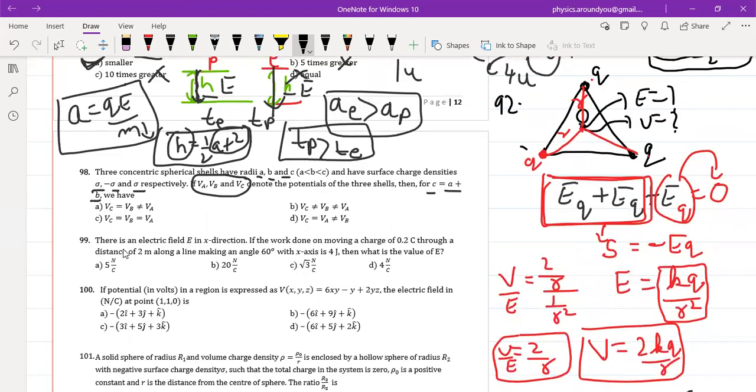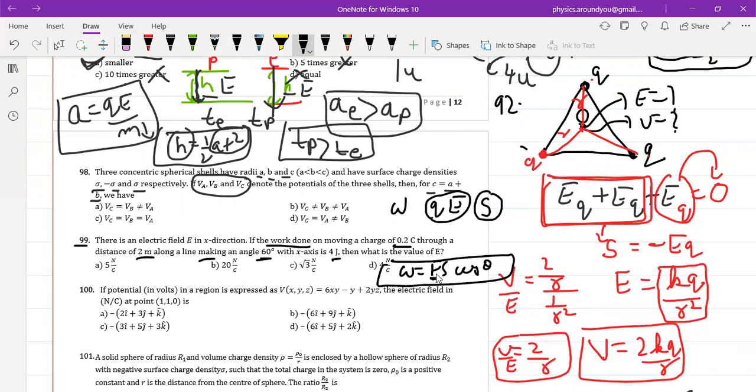Now, question number 99. It's a huge relief, okay? Because they're asking work done; charge given, distance given, electric field direction is given, work done given. What relates work done to charge, electric field, distance? Q into E will give force. I have got distance. So I can relate it as work done is equal to Fs cos theta, where F is nothing but QE.